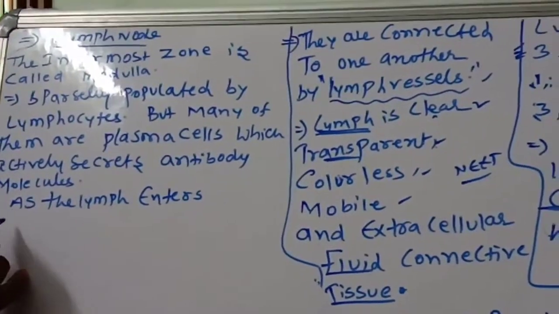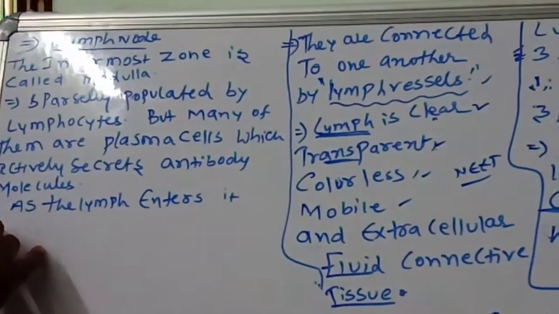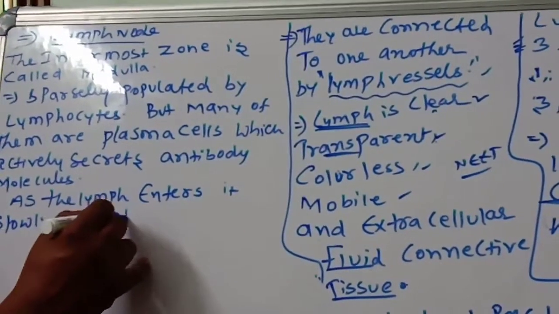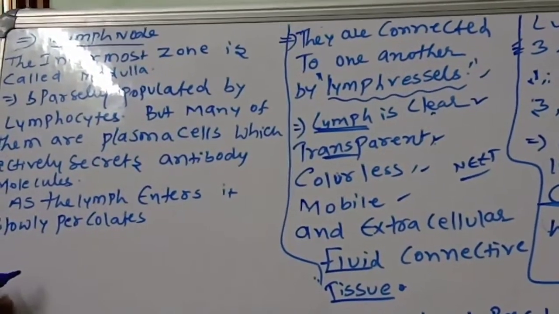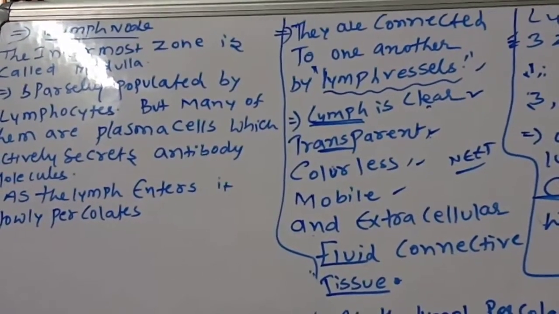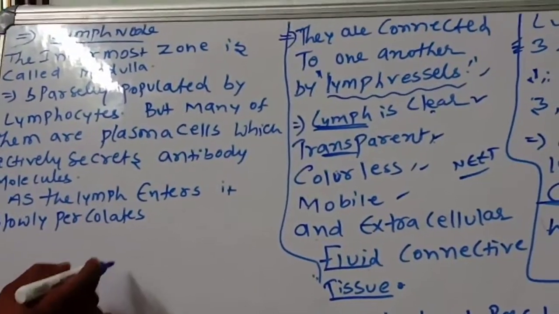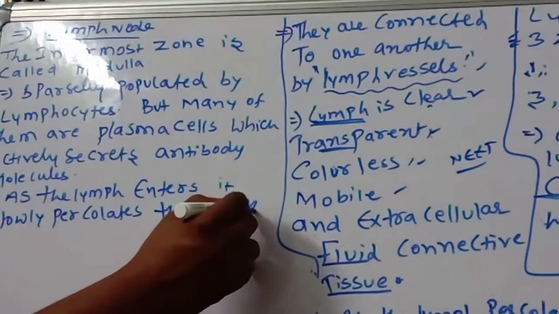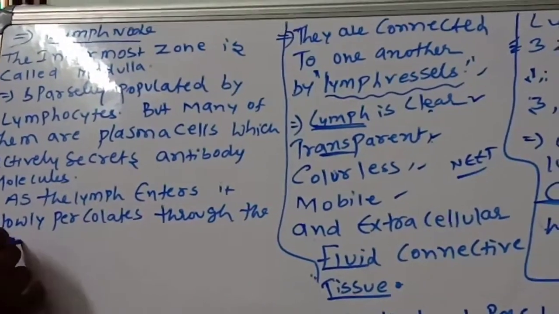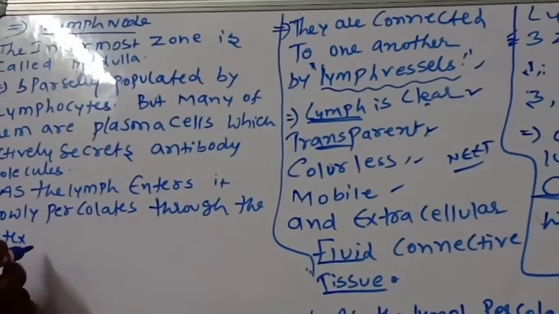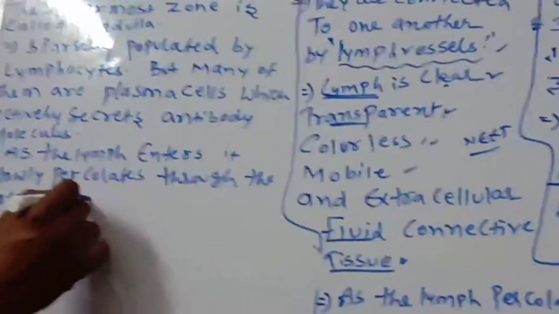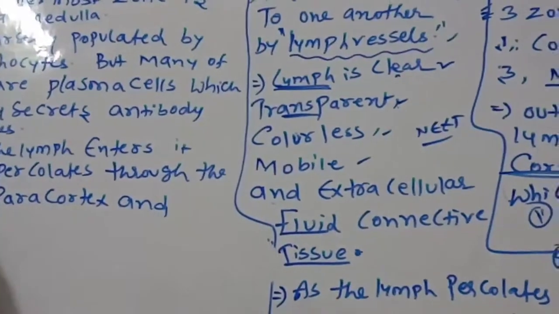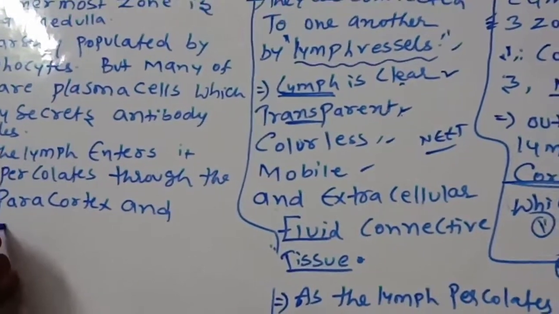Next, as the lymph enters, it slowly percolates through the cortex, paracortex and medulla.